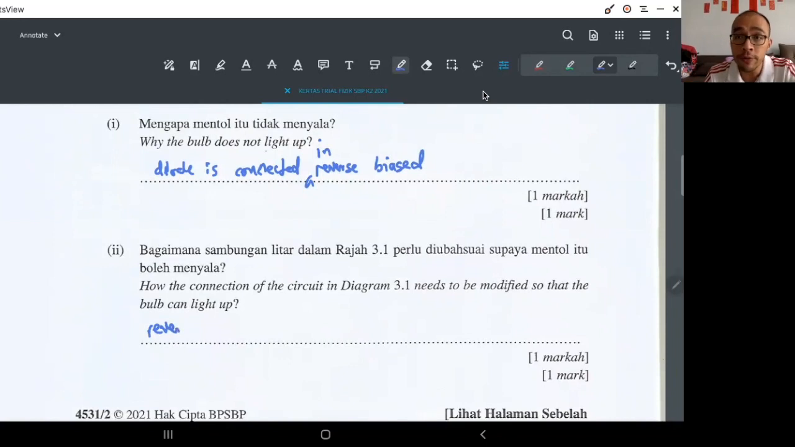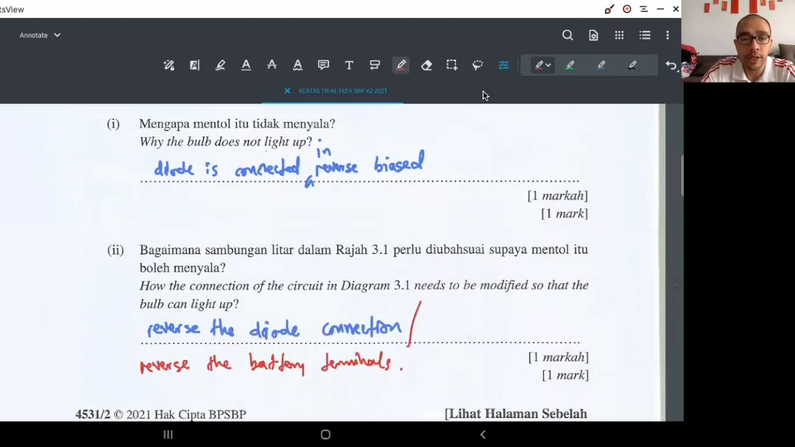Okay, don't do both, because if you do both, it will still be reverse diode. So you do either one only. You reverse the diode connection or you reverse the battery terminals. Either one of these will be fine.